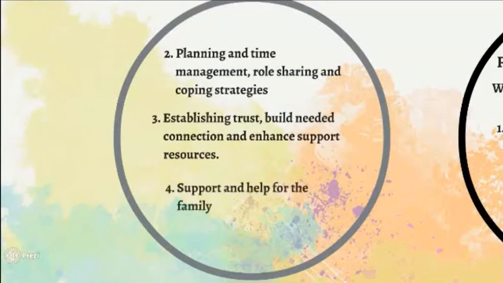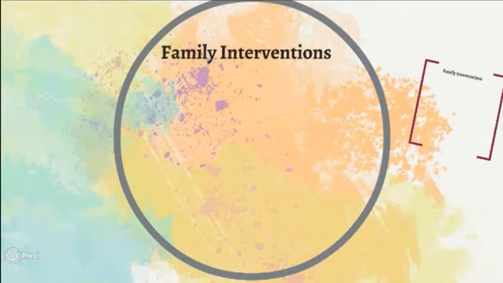Due to her pregnancy, it is very important for her to take good care of herself and to avoid stress. Establishing trust. This will help build the needed connection and enhance support resources. To help the family cope with the new environment, family intervention needs to be tailored to each family member individually with consideration of family structure, function, and process. Considering the social and financial risk, a family now serves as a catalyst for deploying appropriate intervention.